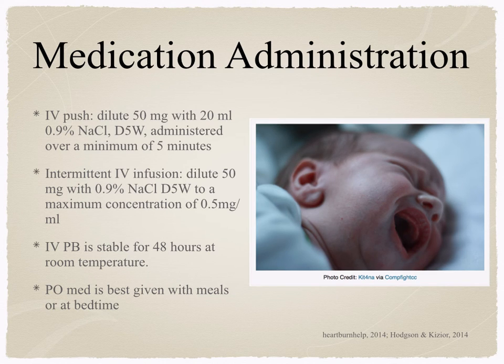Medication administration. For IV push, dilute 50 mg of ranitidine with 20 ml of 0.9% NaCl or D5W and administer it over a minimum of 5 minutes. For intermittent IV infusion, dilute 50 mg with 0.9% NaCl or D5W to a maximum concentration of 0.5 mg per milliliter. The IV piggyback solution is stable for 48 hours at room temperature. The PO medication is best given with meals or at bedtime.